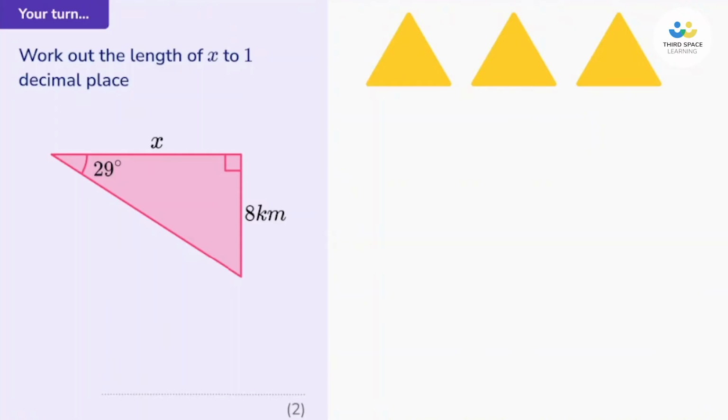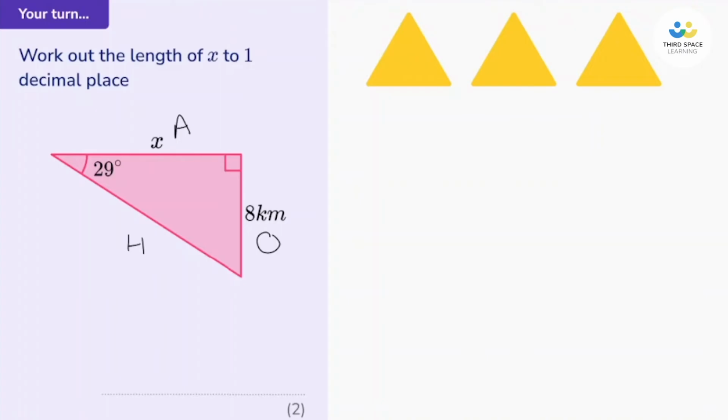So let's start then by labelling the sides of our triangle. Well, the hypotenuse is the side opposite that right angle. It's always the longest side. The opposite is the side opposite the angle. Well, that's that one there. And then the adjacent is just the one that's left over. It's the one that's next to the angle.